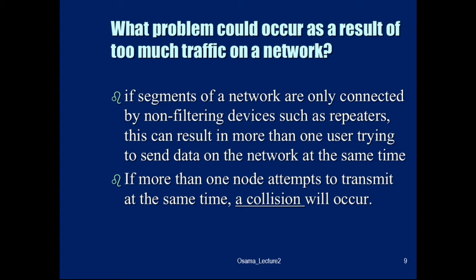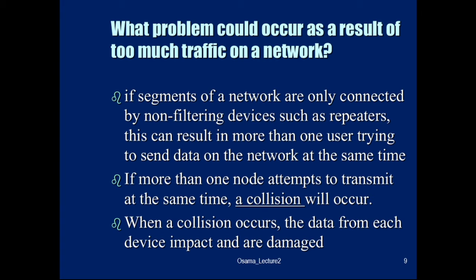If more than one node attempts to transmit at the same time, collisions will occur. Where will a collision occur? When we have more than one node attempting to transmit data at the same time. If we have many nodes and all these nodes need to transmit data at the same time, here a collision occurs. This collision will lead to what? To damage of data.